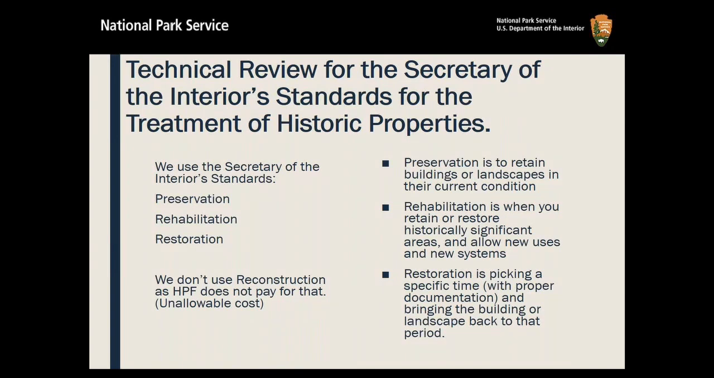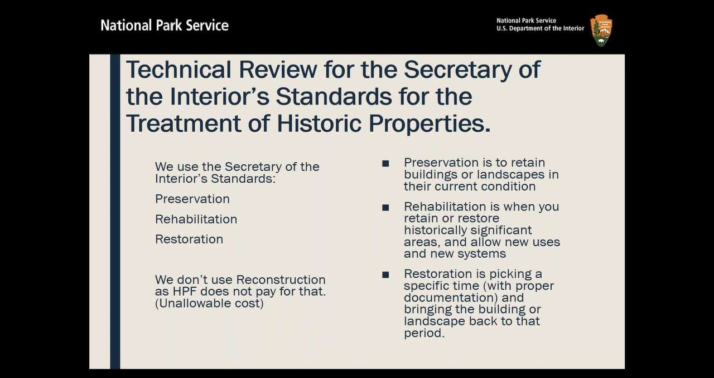So just to let you know, for preservation, if those of you on the phone aren't familiar, it's the retention of buildings or landscapes in their current condition. So that's keeping the building as it is and saying all the periods from its beginning to now are important. Rehabilitation is when you want to retain or restore historically significant areas, but you also want to allow some new uses and new systems. We'll probably see this one the most. This is where you want to put in the new kitchen for your event, or add new ADA bathrooms, or maybe a new multimedia space.